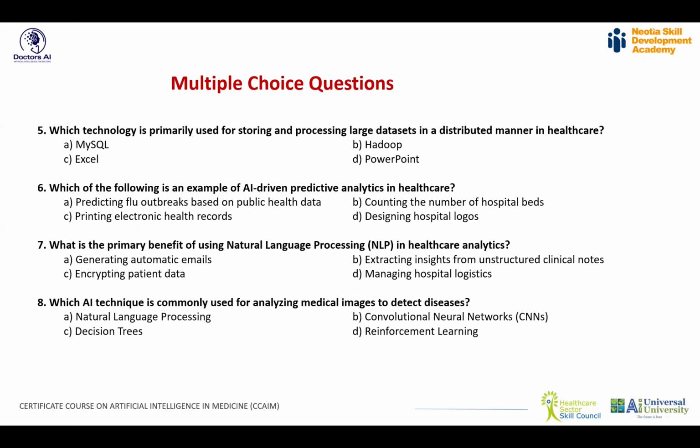Okay, move to the next one. Which of the following is an example of AI-driven predictive analytics? A. Correct. Predicting flu outbreaks based on public health data, right? So these are all predictive models. So we use a lot of algorithms.